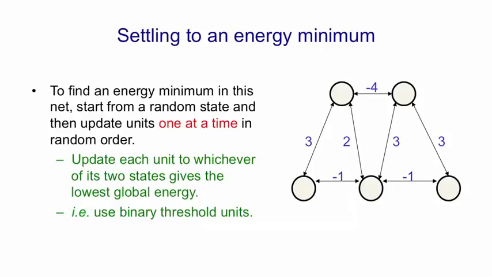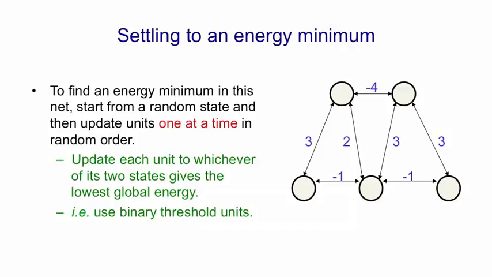One way to find an energy minimum in a Hopfield net is to start from a random state and then update the units one at a time in random order. So we're doing a sequential update. For each unit that you pick, you compute whichever of its two states gives the lowest global energy, and you put it in that state, independent of what state it was previously in. That's equivalent to saying you just use the binary threshold decision rule.